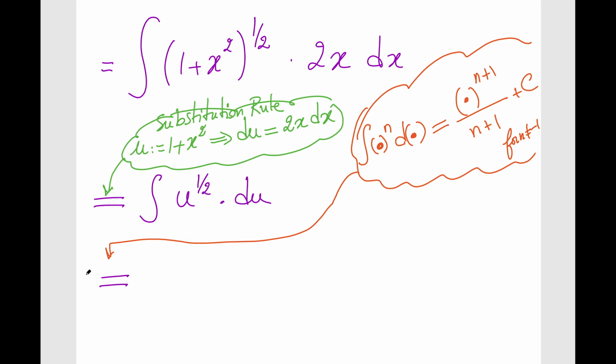So that becomes, based on this formula, which has to do with the power rule, remember? Anyway, we get u to power half plus 1 over half plus 1 plus a constant of integration. Correct?